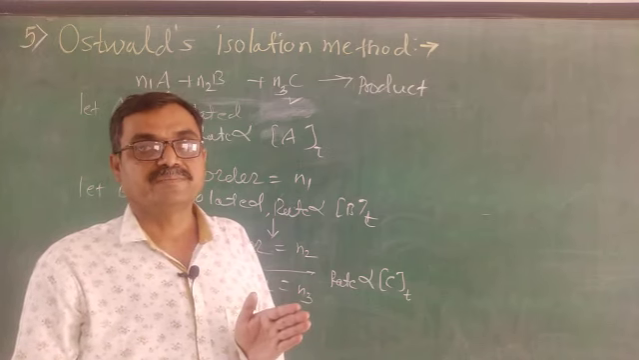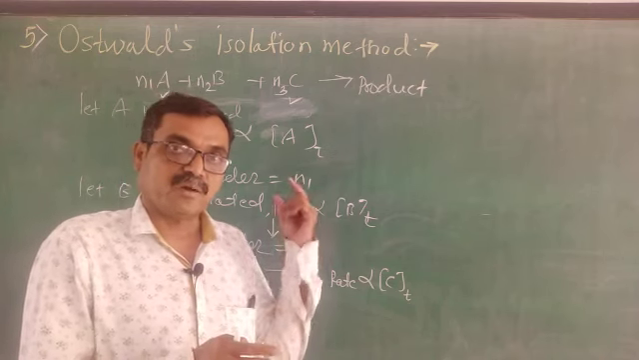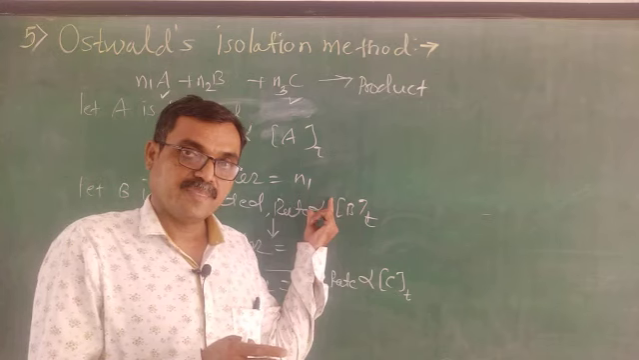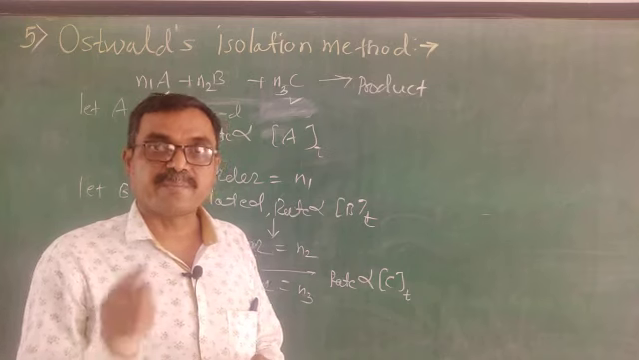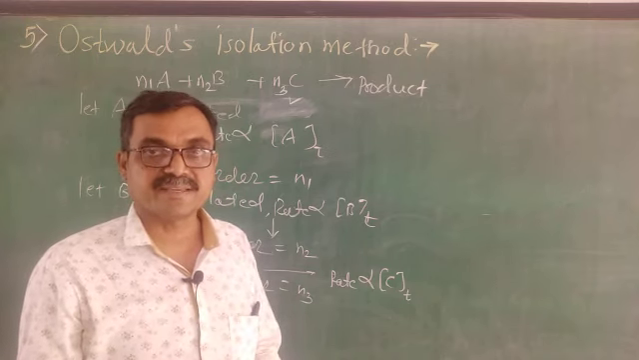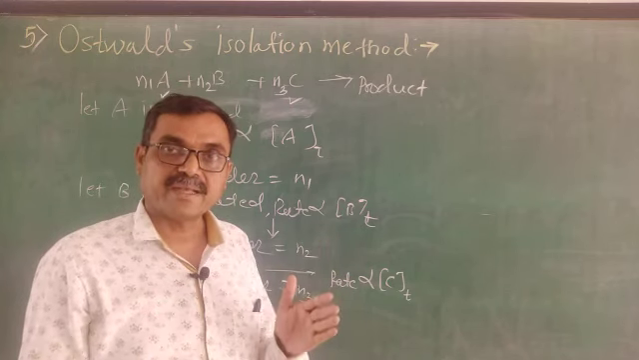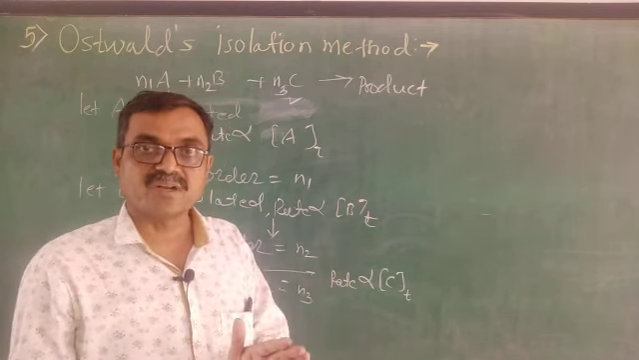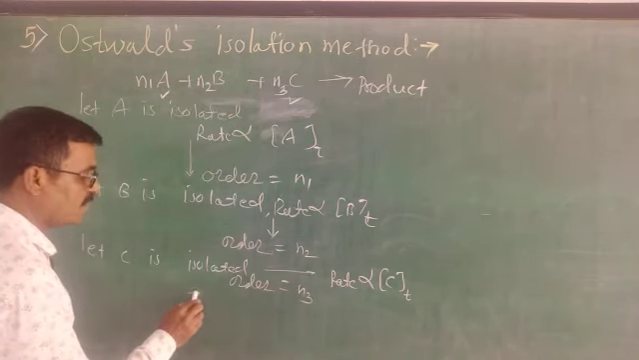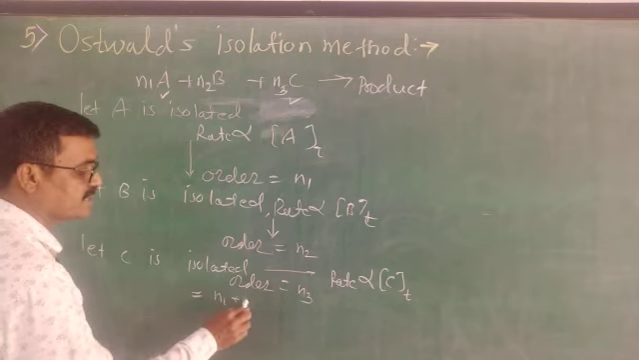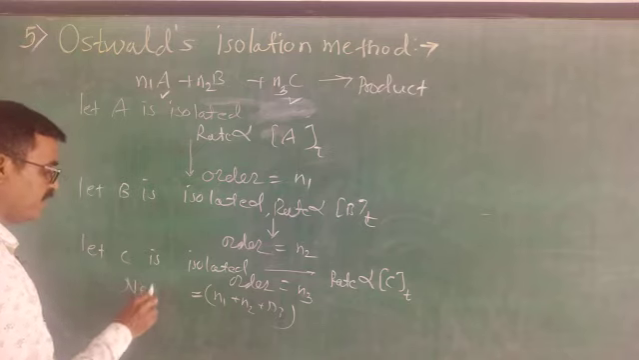Okay, now you know, if A is isolated, the order of reaction is n1, while B and C are in excess. Let in the second step B be isolated, A and C are in excess, the order of reaction is n2. Let A and B be in excess, C isolated, the order of reaction is n3. Then sum all these: n1 plus n2 plus n3. Now this is the net order of reaction.